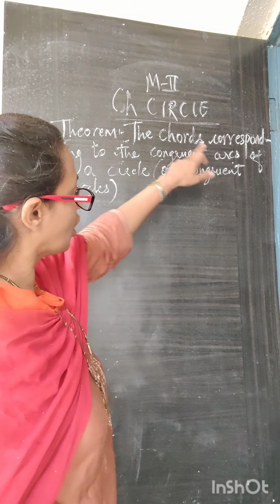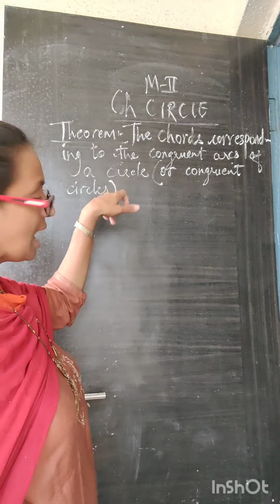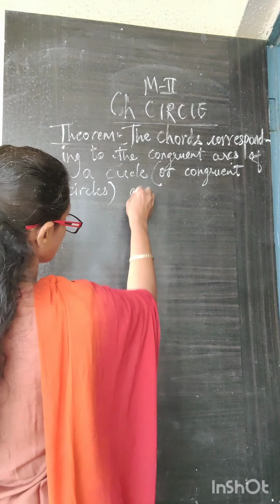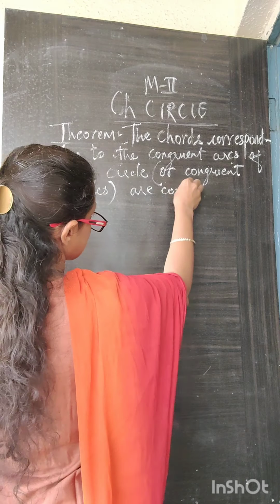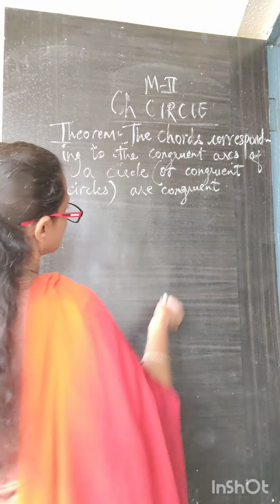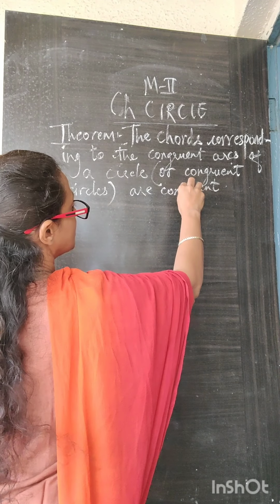Then what do you say? The chords which are corresponding to the congruent arcs of the circle, they are congruent. So what we have to prove? The chords are congruent here in this statement. From this statement what we understand? What we have to prove here?